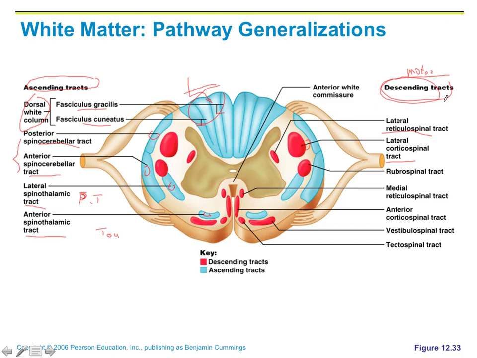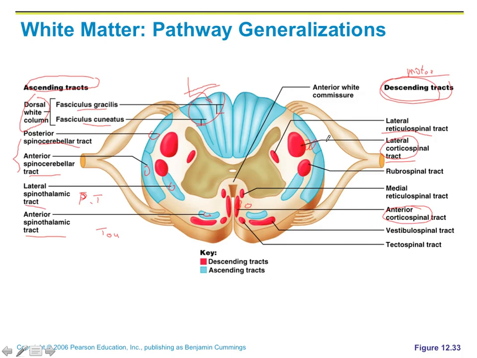Okay, so the descending tract is divided into two parts. One part is called the pyramidal tract, and another part is called the extrapyramidal tract. Okay, so the pyramidal tract consists of the lateral and anterior corticospinal tract. This is the lateral corticospinal tract. Another is the anterior corticospinal tract. So that means this one and this one make up the pyramidal tract.